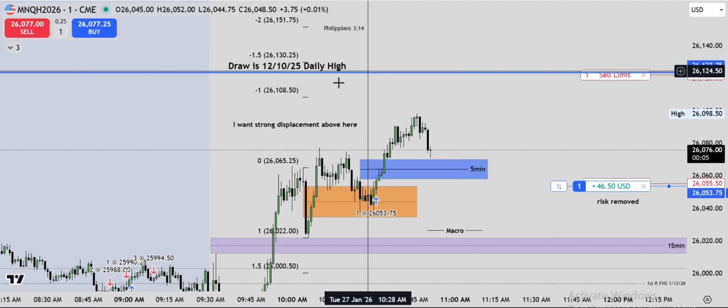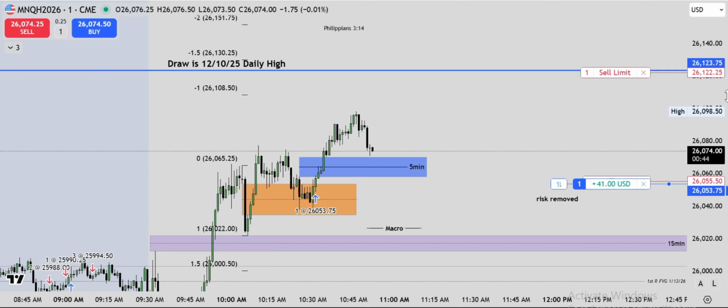So I adjust my stop just a little bit down. I felt like I had rushed it up a little bit too quickly. Price is flirting with that consequent encroachment of that 5-minute fair value gap. I want to see it stay above it and/or above the upper half.